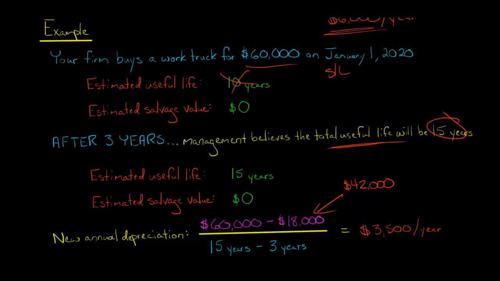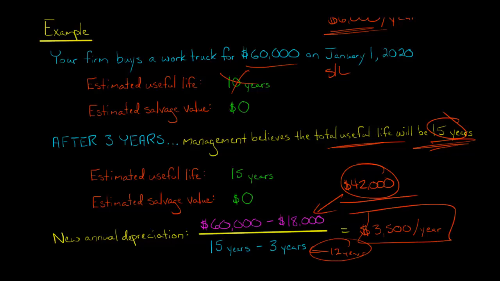Now, we'll say, okay, well, it's going to be 15 years total, but already 3 years have gone by. So there's 12 years remaining. So 12 more years we're going to take it. So there's 42,000 left to be depreciated over a period of 12 more years. So if we take 42,000 and divide it by 12, we get $3,500 a year.